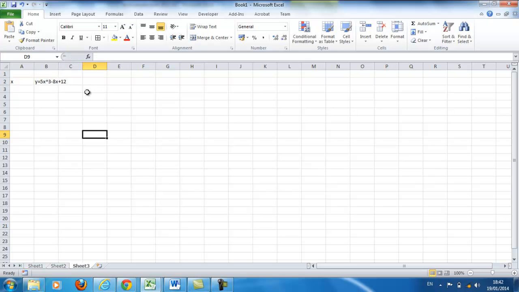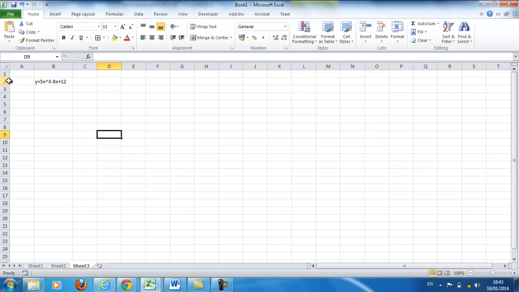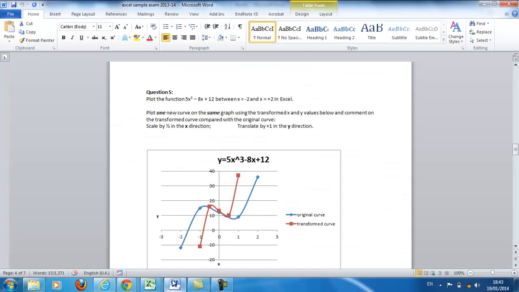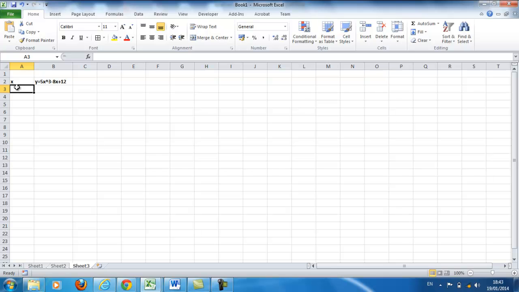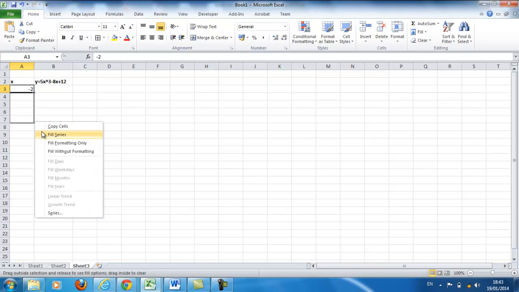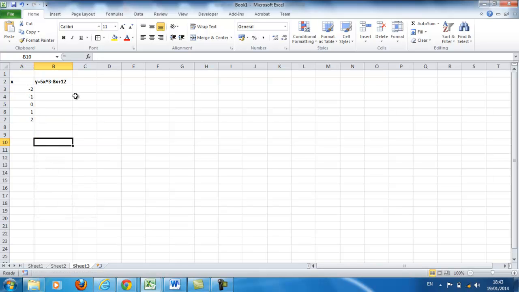Okay, so they're just the labels. I haven't put any formulas in yet. And just double check that the x range is between minus 2 and plus 2. So we just go from minus 2 to plus 2. Okay, so that's our x column.